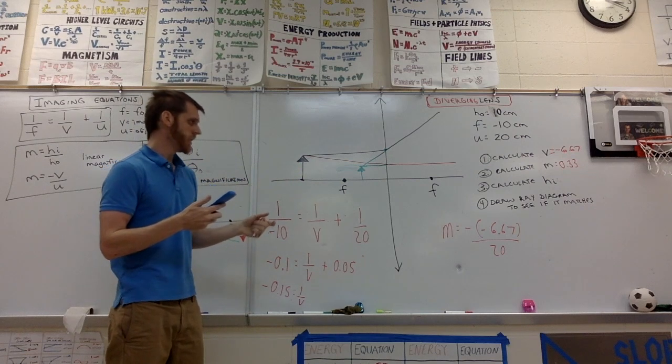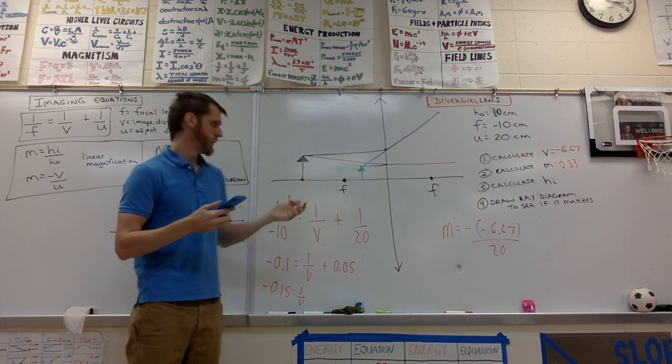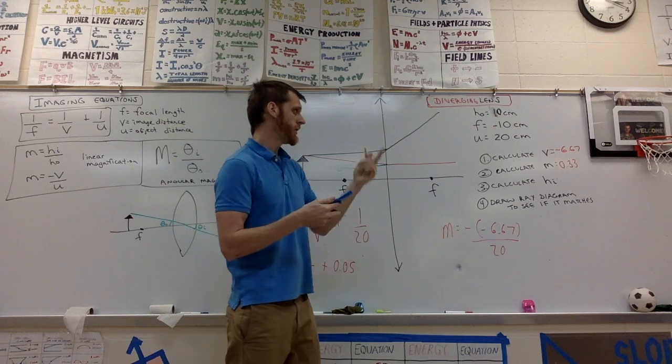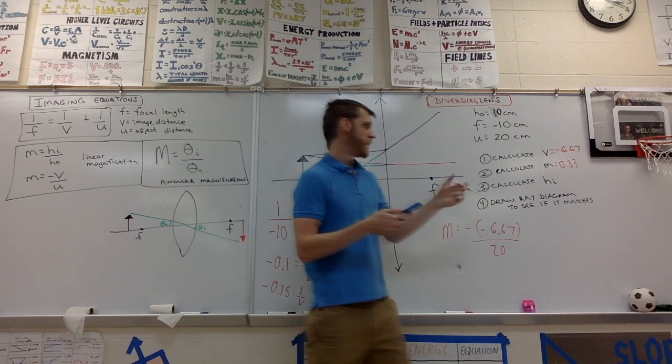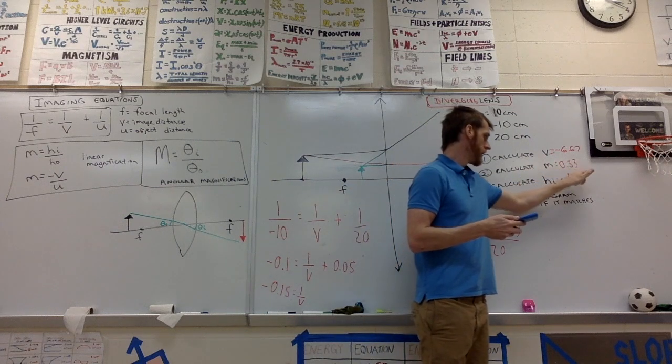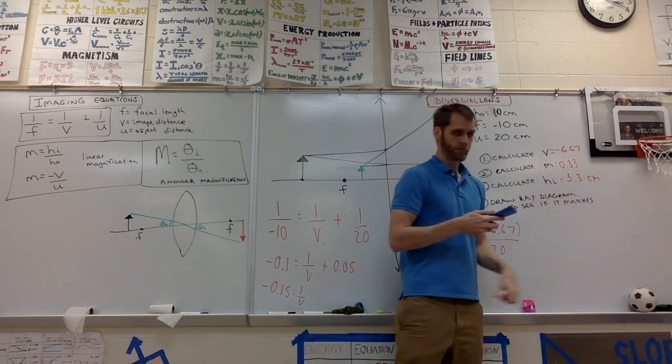It's not drawn to scale. Obviously, you can see it's smaller though. Mine's about half the size. Okay, so if it's 1/3 the size, you basically calculate the height of the object or the height of the image. You multiply by 1/3, and you get 3.3 centimeters.